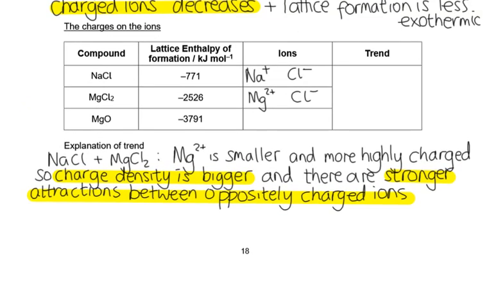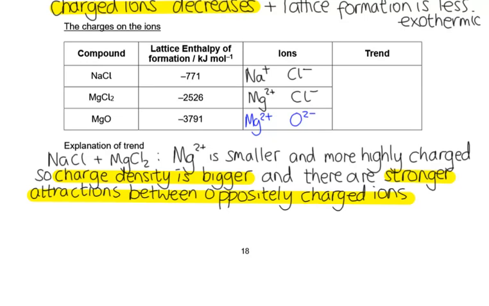Let's have a look at the other two that we're comparing there. So MgCl2 with MgO. Now the Mg is staying the same, but the chloride ion is becoming an oxide ion. Oxide ions are smaller than chloride ions. Chloride ions are bigger. Oxide ions are smaller and more highly charged than chloride ions. So our explanation is basically the same, but we now start it with oxide ions and compare to chloride ions.